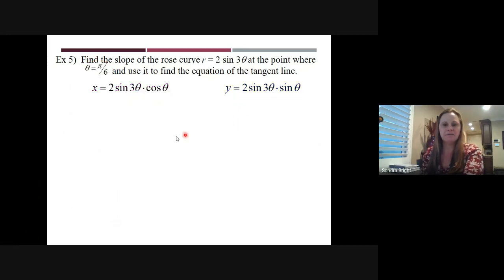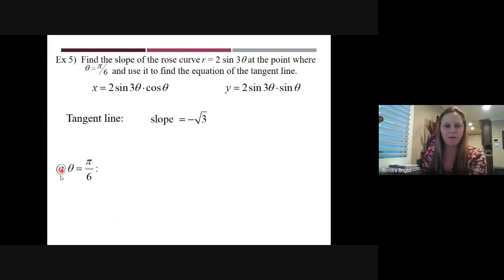So next slide, we have the same guys there. We're going to actually figure out what are the x and y values when theta is pi over 6. We're going to get them in rectangular coordinates. All right, so your x is 2 times sine of 3 pi over 6, which is pi over 2, times cosine of pi over 6. And that'll give you a 2 times 1 times root 3 over 2, which will give you a root 3.